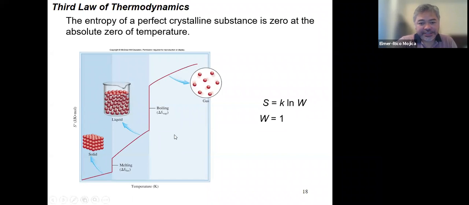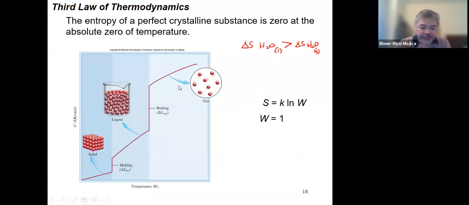The way that we look at this is the table that I showed you, wherein the delta S of water in liquid is much higher than the delta S of the water in the gas form. So this is how it looks like. Okay. So the question that we have now, can we predict now whether a reaction will be spontaneous using both the delta H and the delta S?